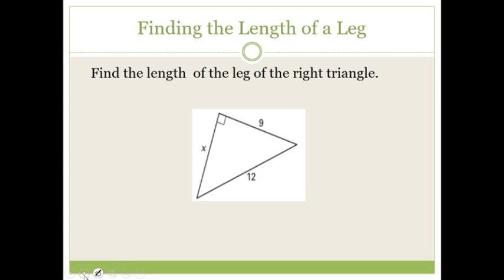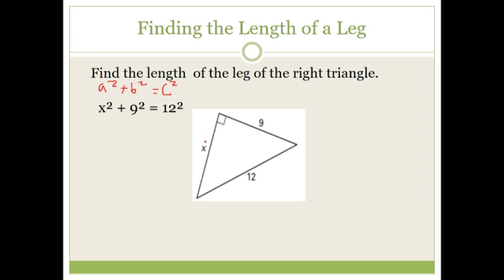Now let's find the length of a leg given the length of the other leg and the hypotenuse. It doesn't matter if I know this leg and the hypotenuse or the other leg and the hypotenuse, we solve it the exact same way. I always start by writing my equation a squared plus b squared equals c squared. And if it helps you, you can label those sides on the triangle in the same way.